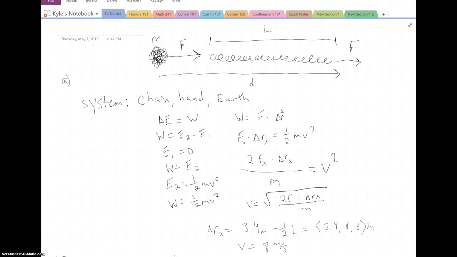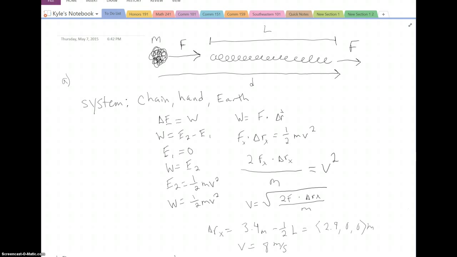We're going to relate the kinetic energy to the other definition of work, which is force dot product delta R, and we're going to relate those to each other, and we're going to get it down to velocity equals the square root of 2F times delta Rx over m. And now all we need to figure out is what is our delta Rx.